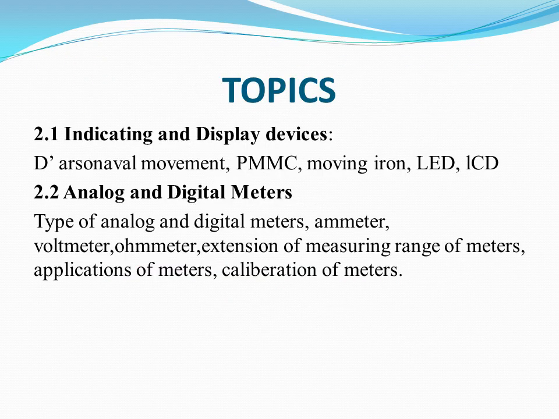In this Unit 2, the topics which we are going to cover are indicating and display devices, that is D'Arsonval movement, PMMC, that is permanent magnet moving coil, moving iron, LED, LCD. Then in the next topic, analog and digital meters, types of analog and digital meters, ammeter, voltmeter, ohmmeter, extension of measuring range of meters, applications of meters, calibration of meters. So these are the topics in Unit number 2.